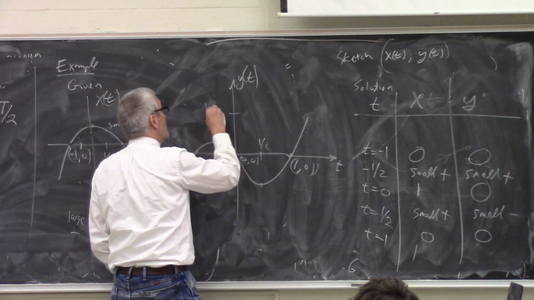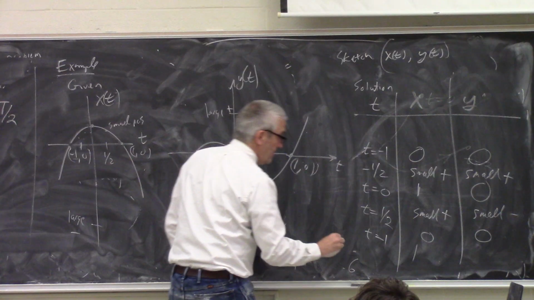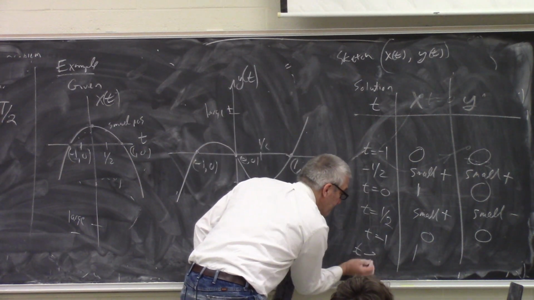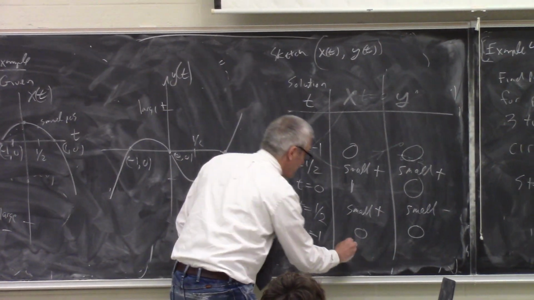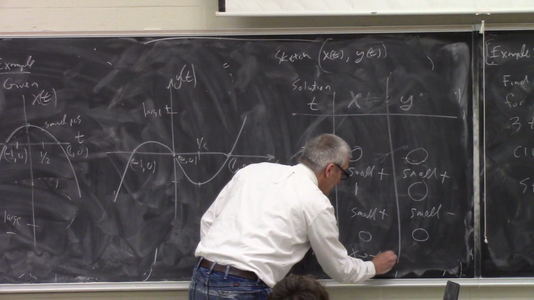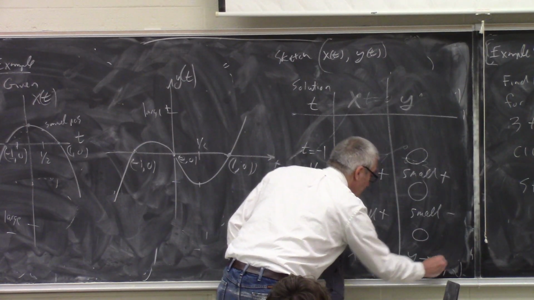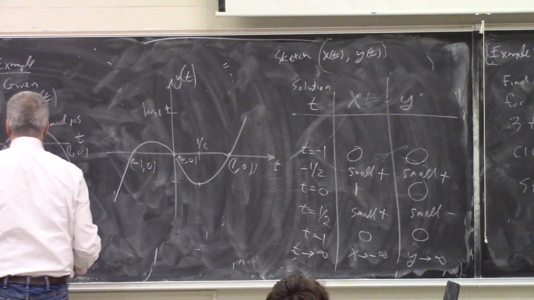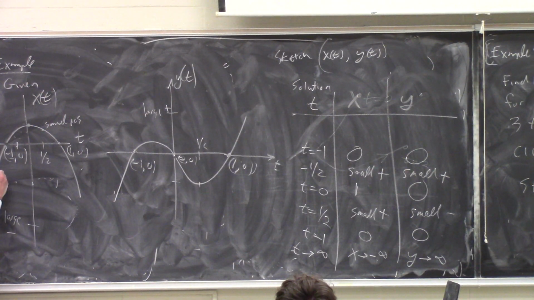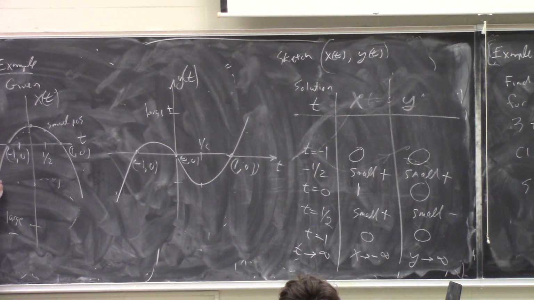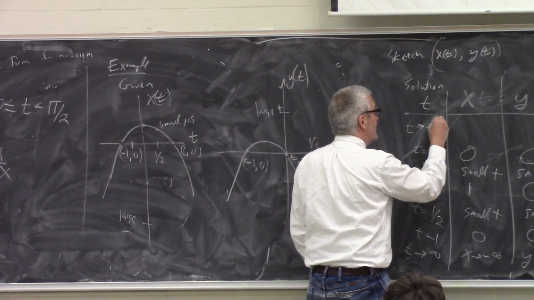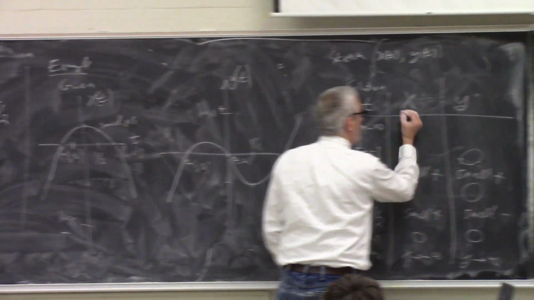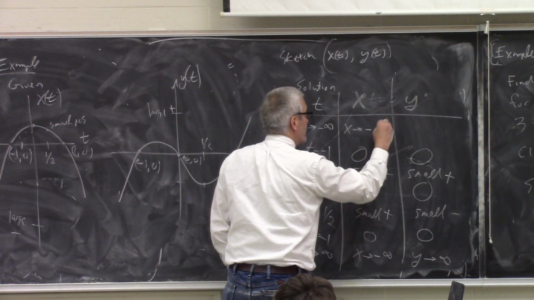large and positive. So as t goes to infinity, x goes to negative infinity, and y goes to infinity. And let's look at the other end of the graph. Over on the left end of the graph, when time is large and negative, x is large and negative, and y is large and negative. When t goes to negative infinity, both x and y go to negative infinity.